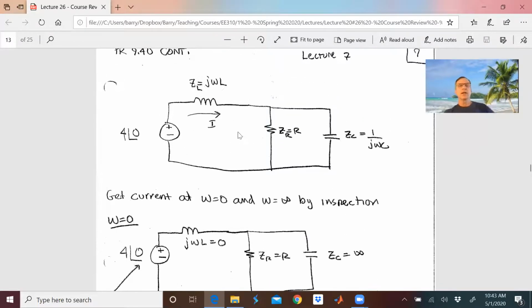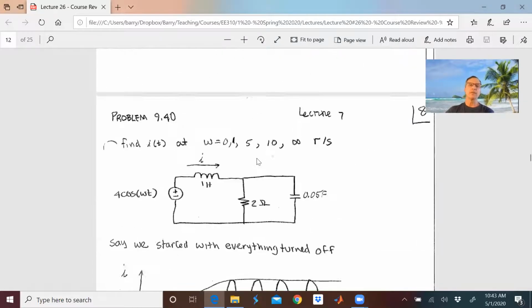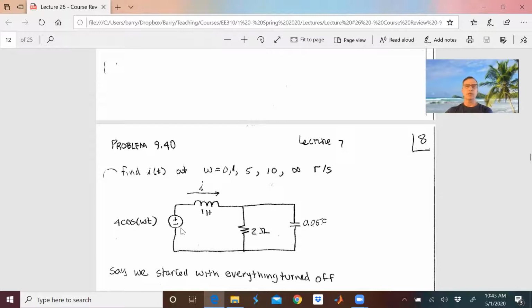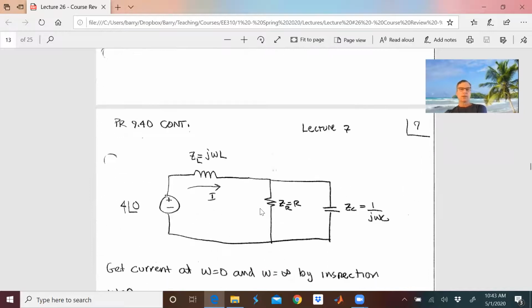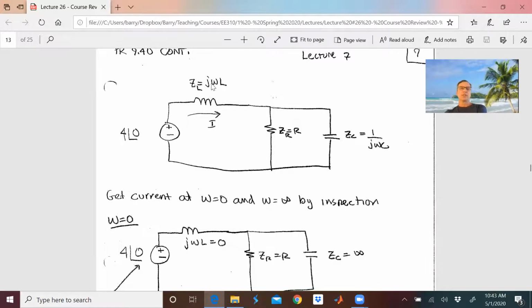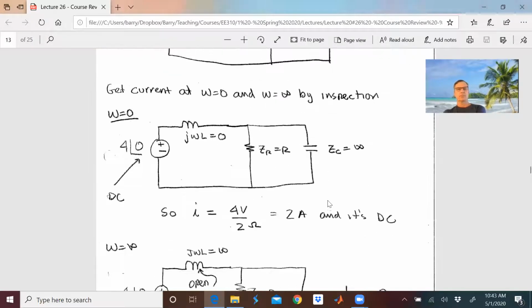So let's make our little AC picture of it. We were given 4 cosine omega t. Looks like omega is going to be changing. And so Z sub L is going to be J omega L. Z sub R is equal to R. And Z sub C is 1 over J omega C.